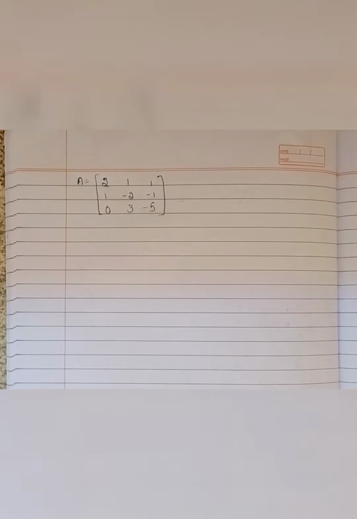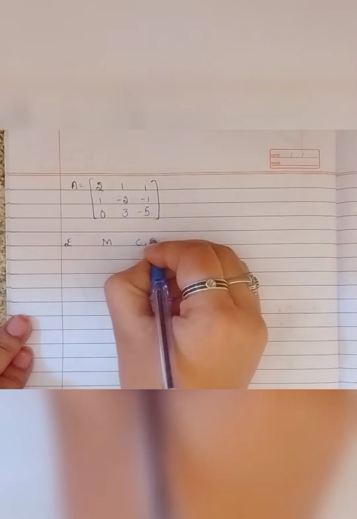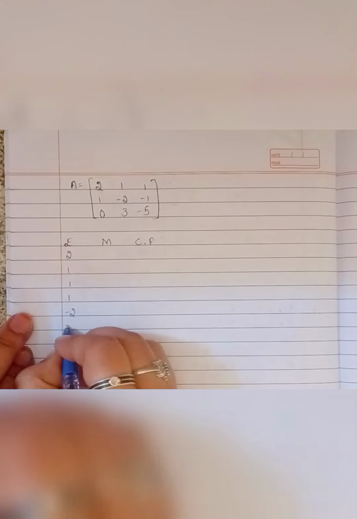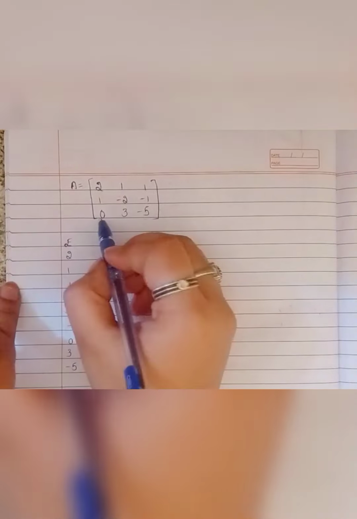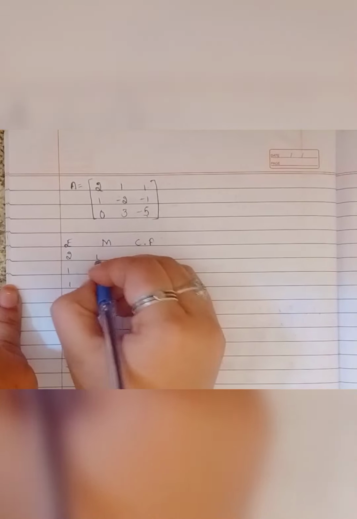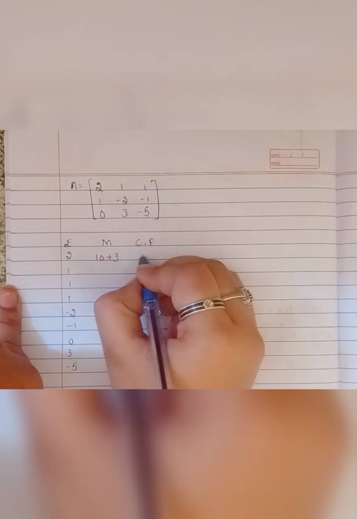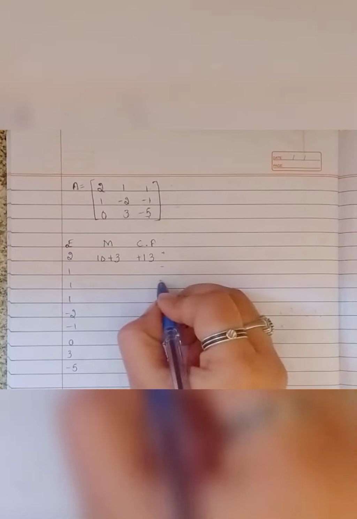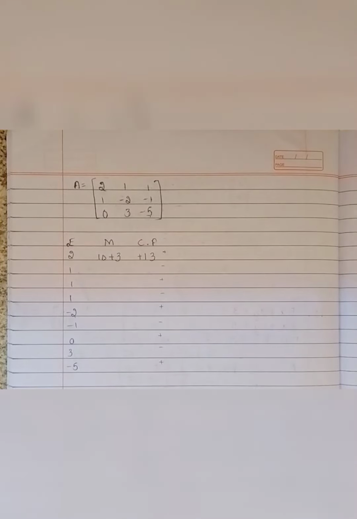Okay. The first is we have to note down the element, minor and a cofactor. Elements are 2, 1, 1, 1, minus 2, minus 1, 0, 3, minus 5. These are the elements. Okay, so minor: delete the row and column. So 5 twos are plus 10, minus of 3 ones are 3, so 10 plus 3, which is 13. The sign is plus, minus, plus, minus, plus, minus, plus, minus, plus. This is the sign for a 3 cross 3 matrix.